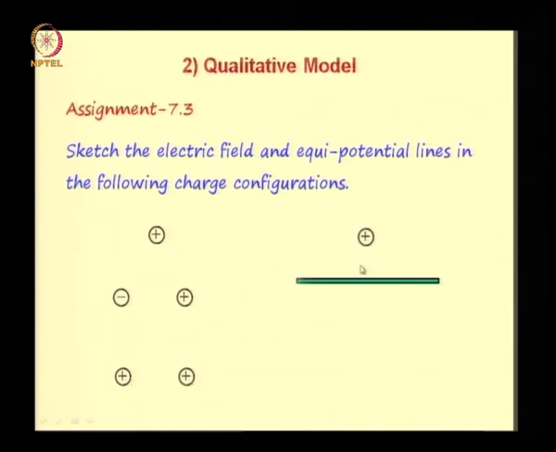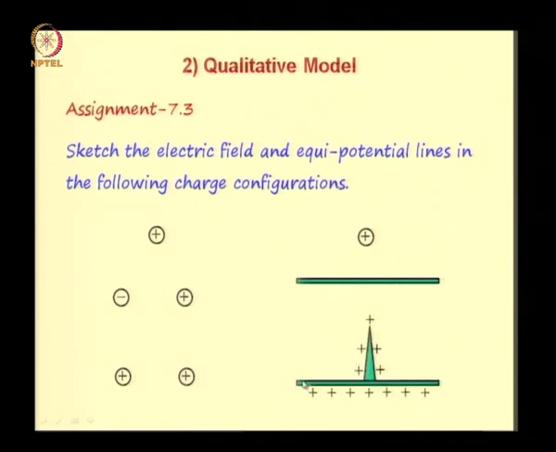A positive charge located at a distance from an electrode, a thin sheet, and finally a thin sheet with a sharp protrusion in the middle, and we will assume that this entire sheet with the protrusion is positively charged. You are supposed to draw the field and potential lines for these cases.